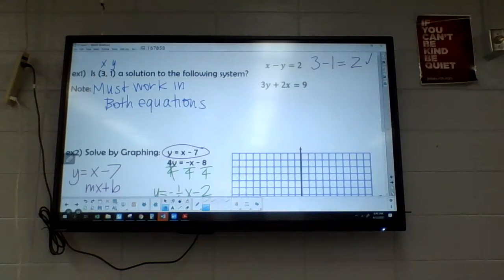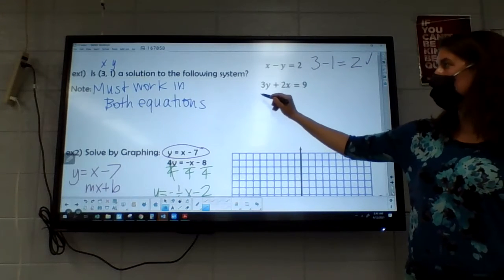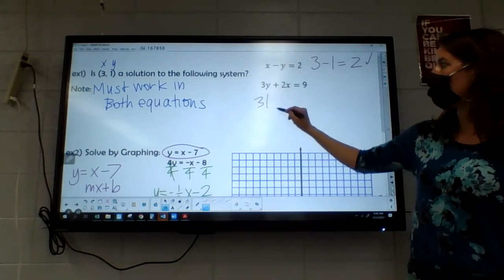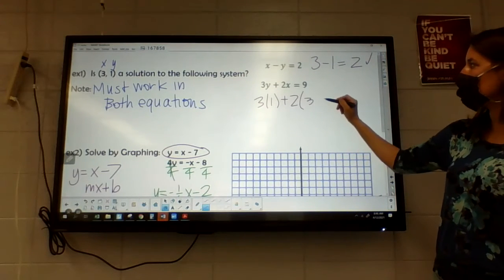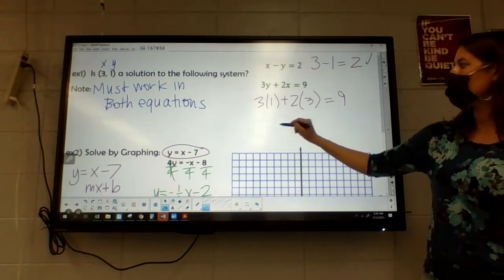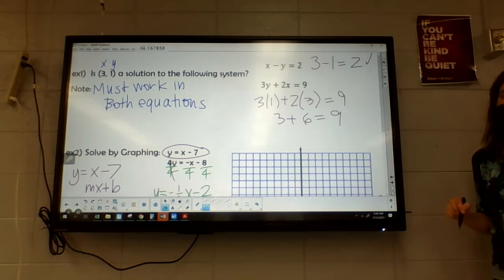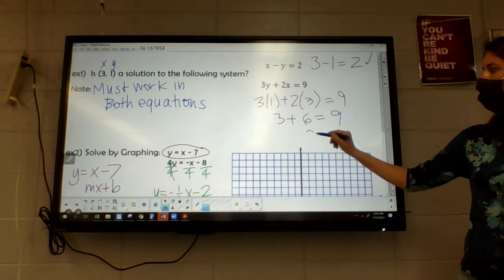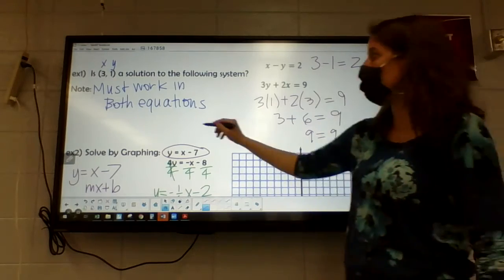But then we have to check it in the second. Notice the y and x are flipped here, so be careful. So 3 times 1, which is our y, plus 2 times x, which is 3. So 3 plus 6 needs to equal 9. So 9 equals 9. So that also works. So this would be a solution for the system.